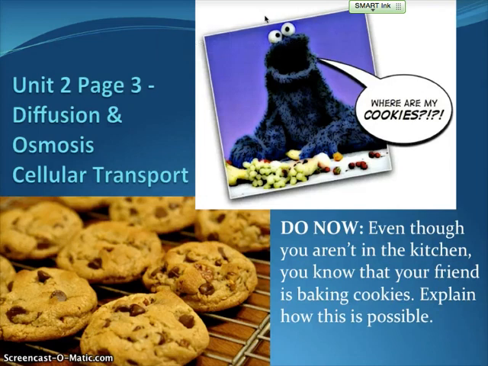Unit 2, page 3, Diffusion and Osmosis, Cellular Transport. Do now. Even though you weren't in the kitchen, you know that your friend is baking cookies. Explain how this is possible. Take a moment, write your answer down on the lines on your notes handout.